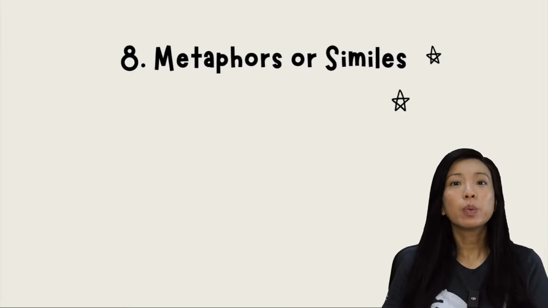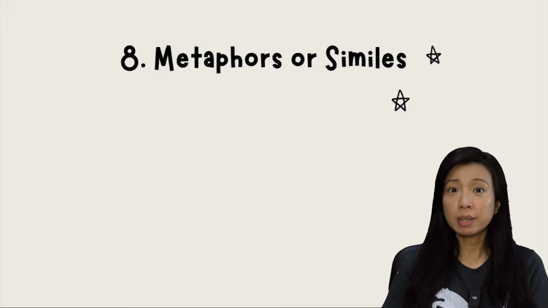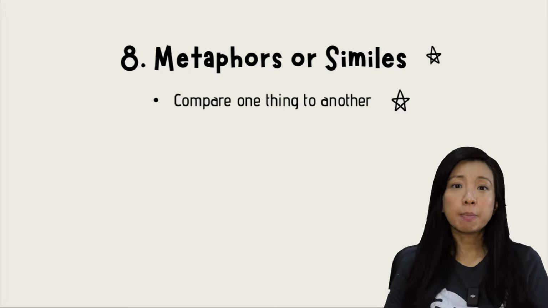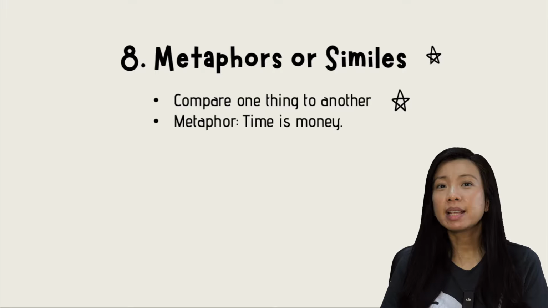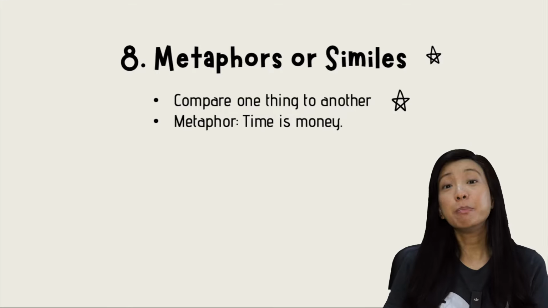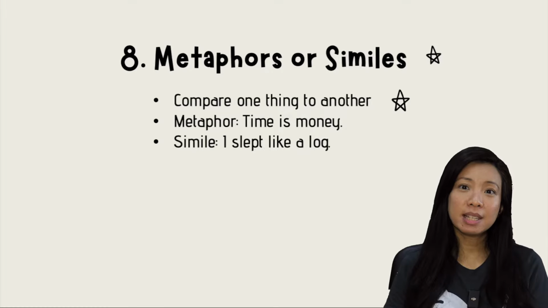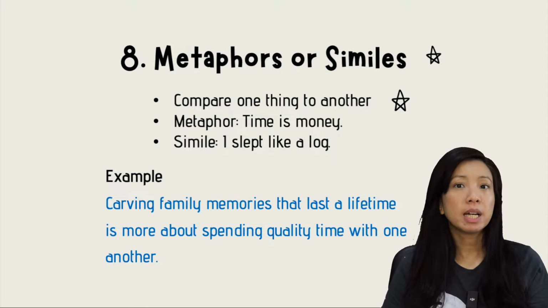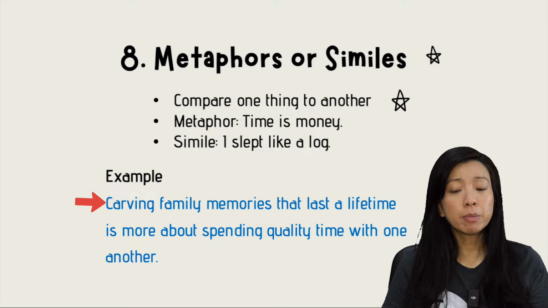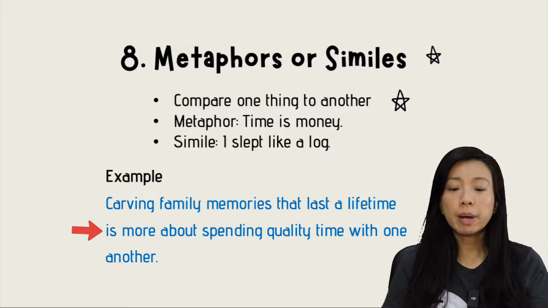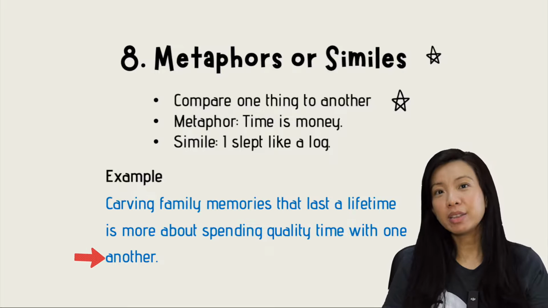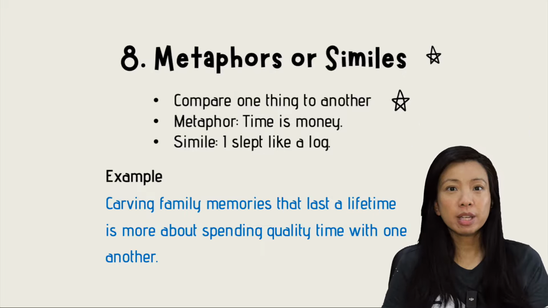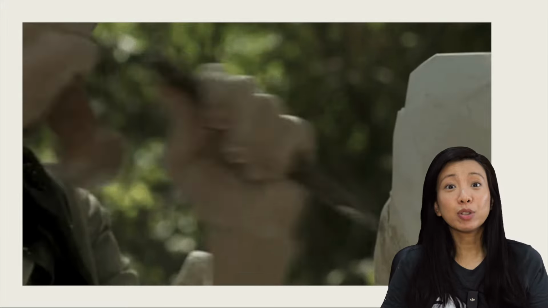The very last hook that we will cover today is metaphors or similes. Metaphors and similes are figurative language which are used to compare two different things. An example of a metaphor is time is money, and an example of a simile is I slept like a log. Let's read this example that uses a metaphor as a hook. Carving family memories that last a lifetime is more about spending quality time with one another. So in this example, the writer is comparing creating family memories to something like carving it out on a rock.